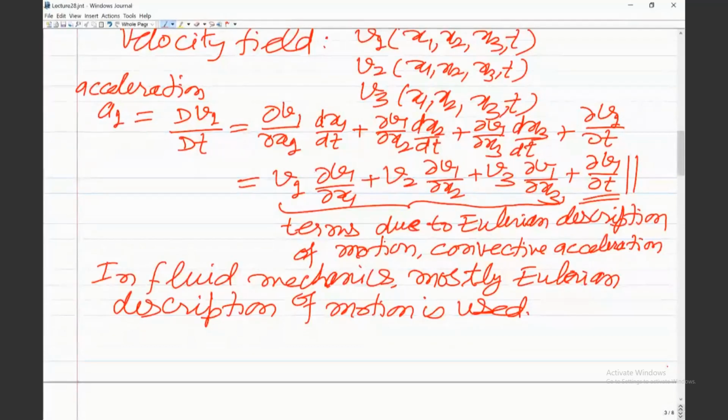So what is your doubt? Basically, these three are the extra terms. Yeah, these are the extra terms which we call convective acceleration terms. Otherwise, we would have only del V1 by del t. Yeah, only that, if it is Lagrangian description of motion, that is, the velocities are specified as functions of capital X1, capital X2, capital X3 and t. Okay, sir.